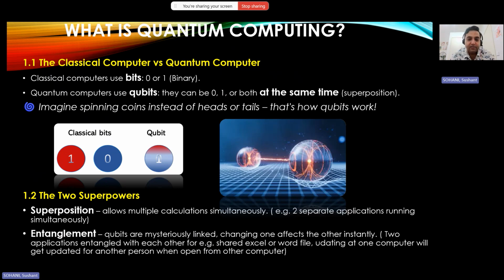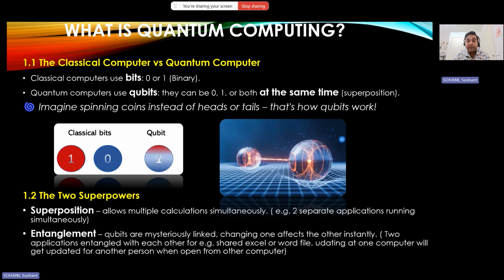So the two superpowers in quantum computing: superposition allows multiple calculations simultaneously. Example: two separate applications running simultaneously on your computer. You are browsing a website, and at the same time some calculation or music is playing in the background. That is called superposition. That is possible in today's quantum computers.